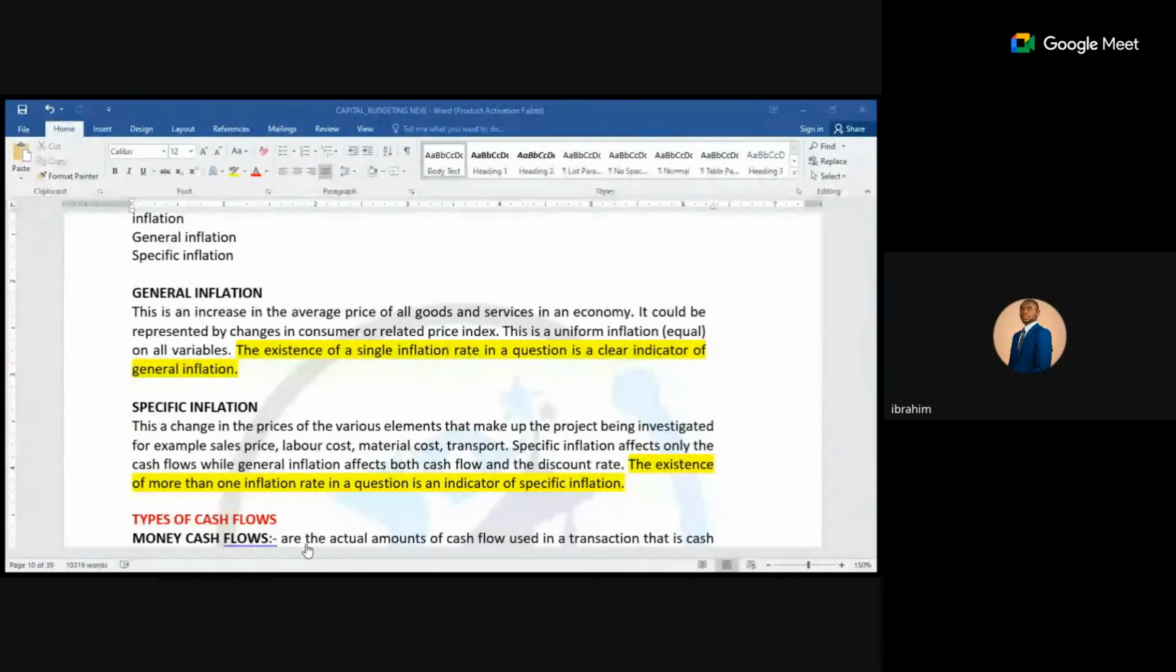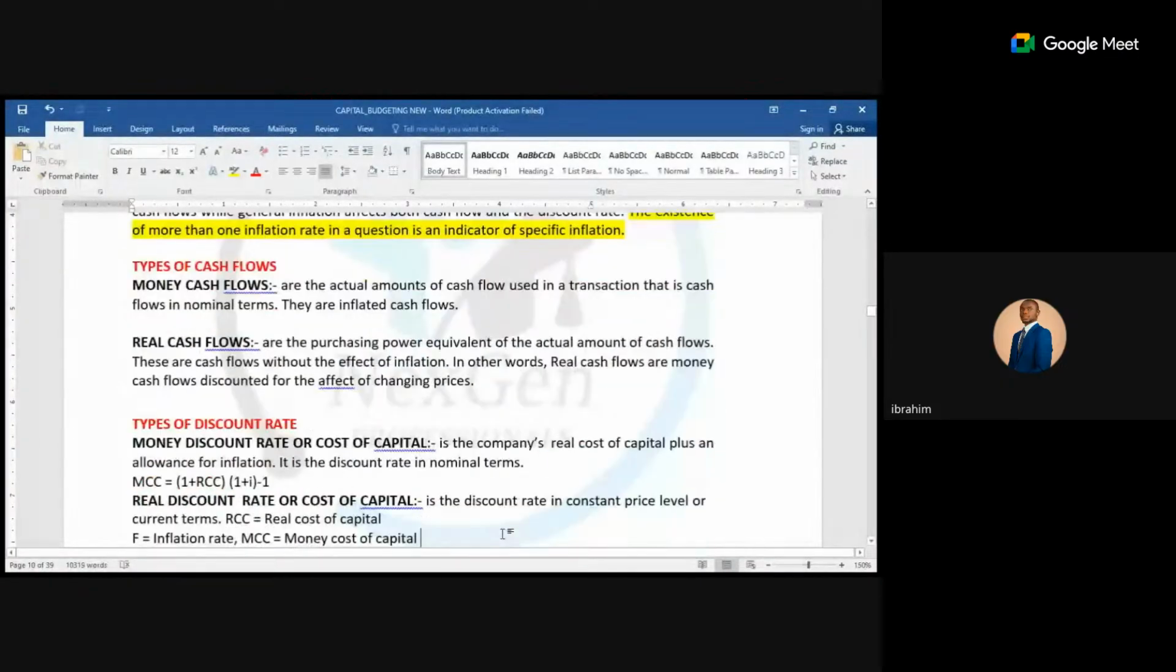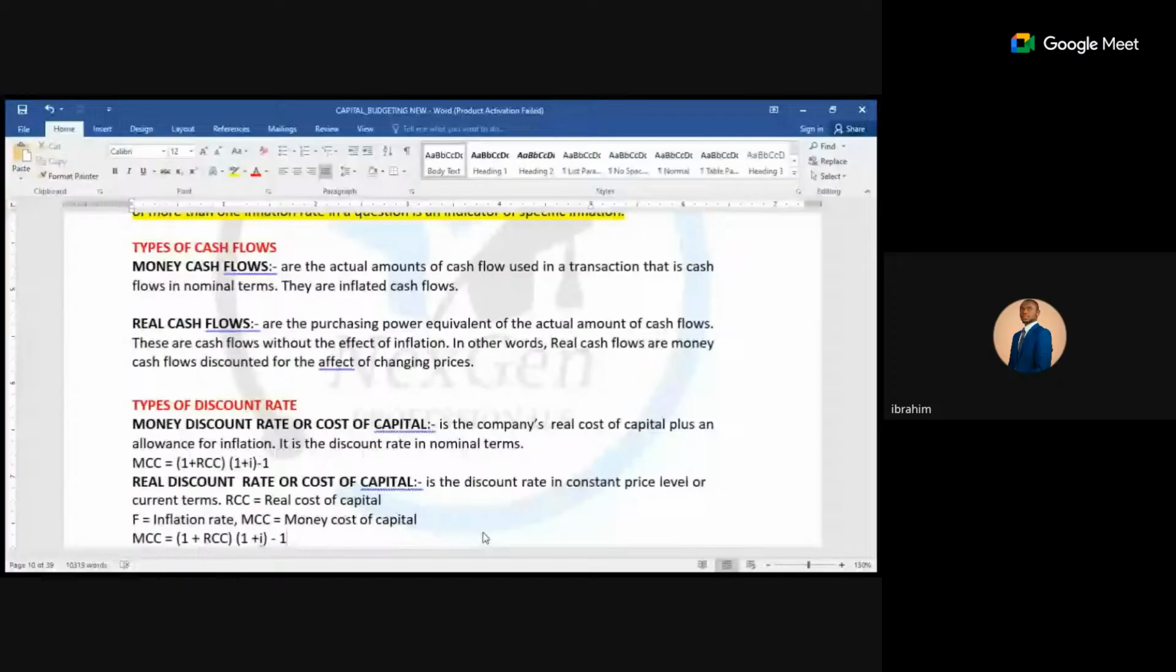And that is why it is called specific inflation. Now, class, another problematic area under the NPV is the relevant cash flow, the money cash flow and the real cash flow. Please, I want you all to pay attention. We've explained this in our previous class, so I just need to do a quick recap on what we did in our previous lecture. Now, the cash flow, there's what we call money cash flow.